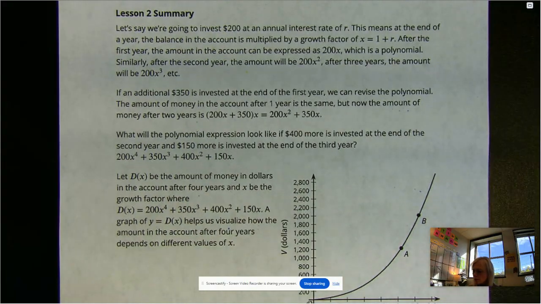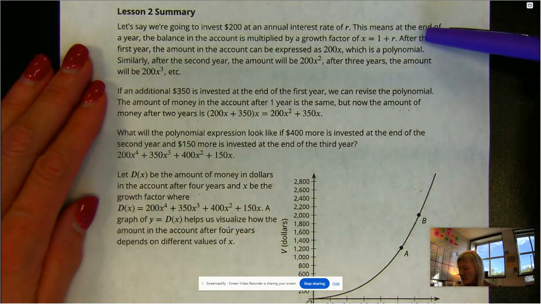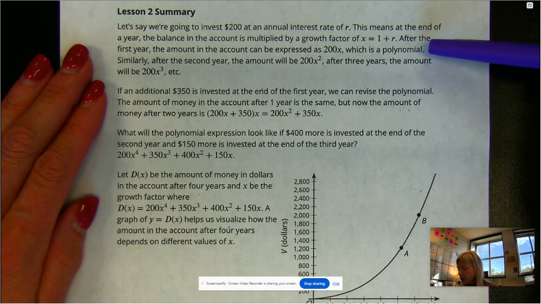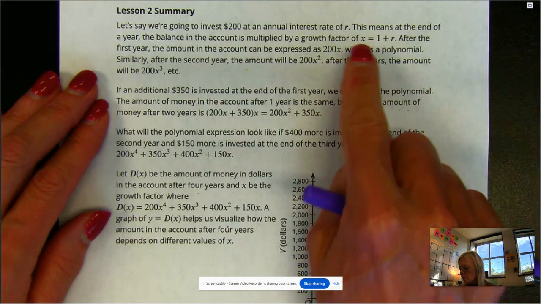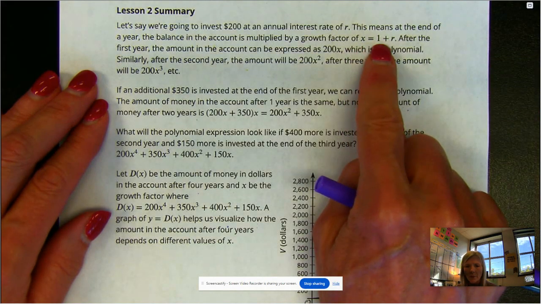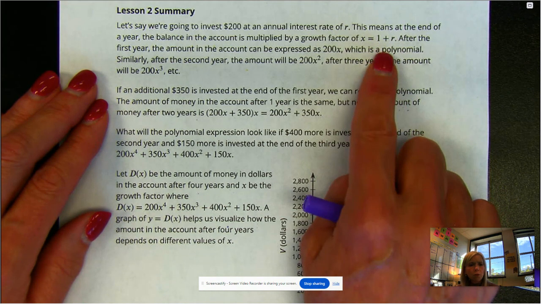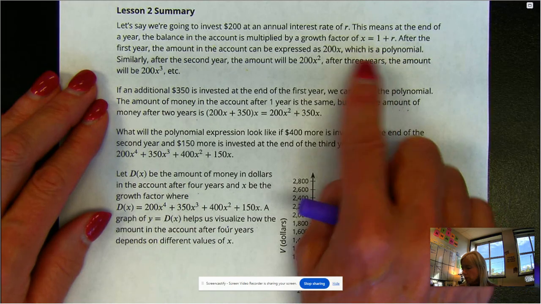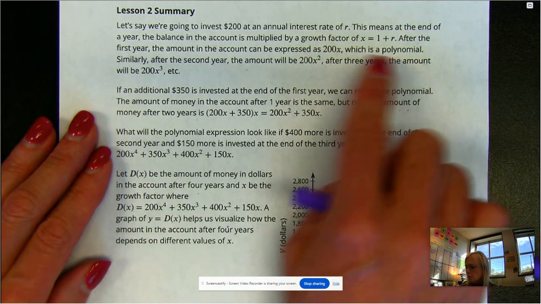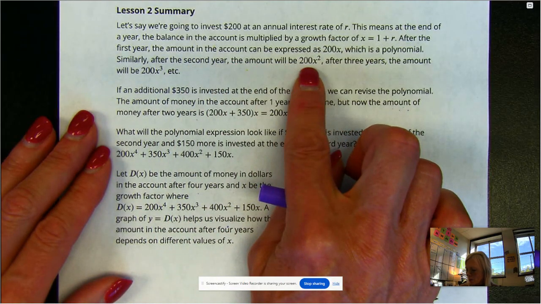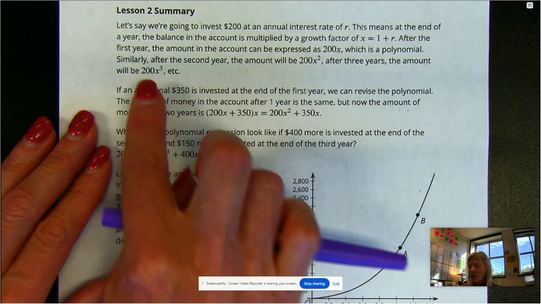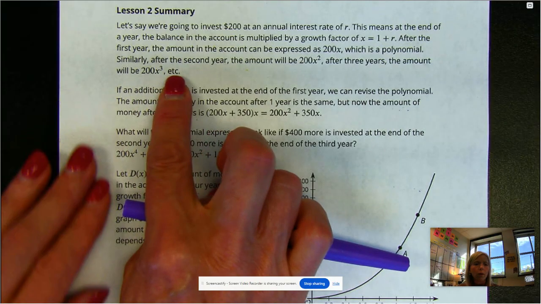Okay, so lesson summary. Let's say we're going to invest $200 at an annual interest rate of r. This means at the end of the year, the balance in the account is multiplied by a growth factor of x, which is 1 plus r, 1 plus the interest rate. After the first year, the amount in the account can be expressed as 200x, which is a polynomial. Similarly, after the second year, the amount would be 200x squared. After 3 years, 200x to the third, and so on.